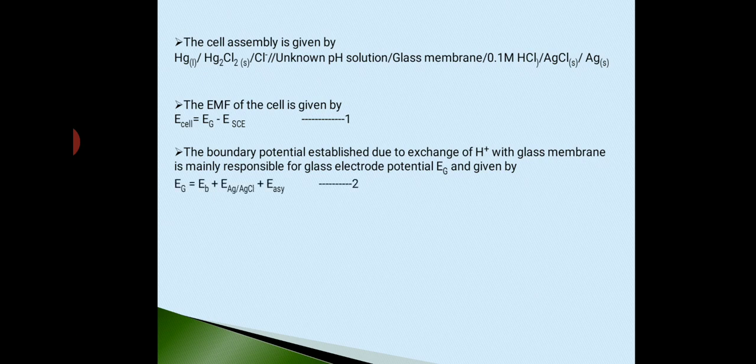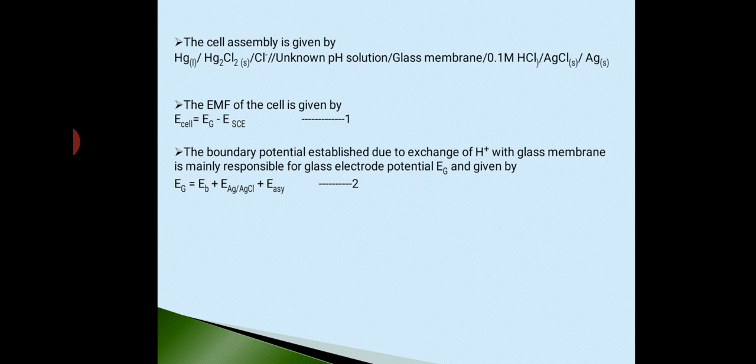So the Eg equation can be given as Eg is equal to Eb. Eb is the boundary potential we just understood. Then E_Ag|AgCl, the second factor. Here E_Ag|AgCl is what, students? It is our internal reference electrode which is already inside the glass electrode. Then E_ASY, one more new thing came here. Now what is this E_ASY? E_ASY is nothing but the asymmetric potential which is observed when concentration C1 becomes C2. What do we mean by this? Inside the bulb there will be concentration C1, outside in the analyte there will be concentration C2.